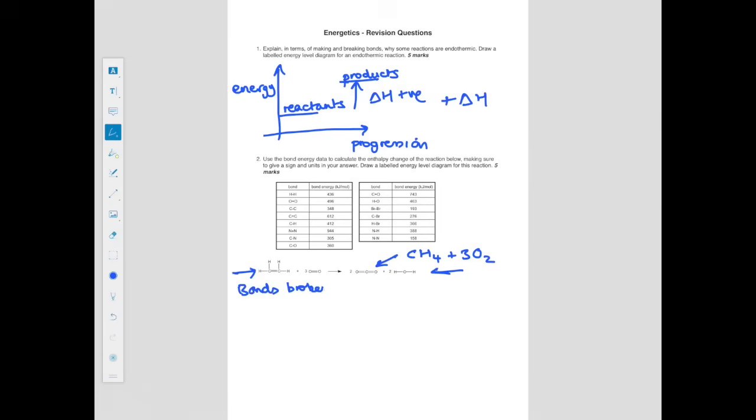Just start by listing the bonds. So we've got CH, and how many do we have? Well, we've got 1, 2, 3, 4, and I do like to cross them off to make sure I've got them all. Then look into the table, and it's 4 times 412. Then we've got 1 CC bond, which is 612. And then we've got 3 lots of the oxygen, so that's 3 times 496. Use your calculator to add it all up.